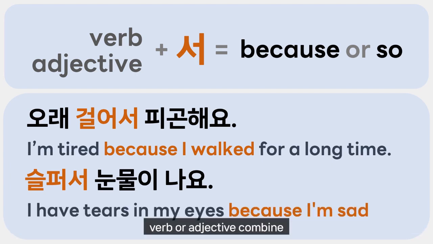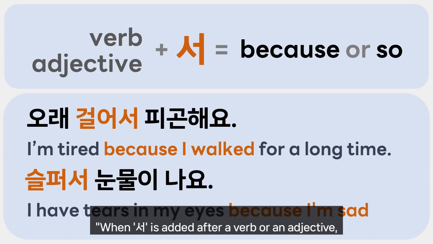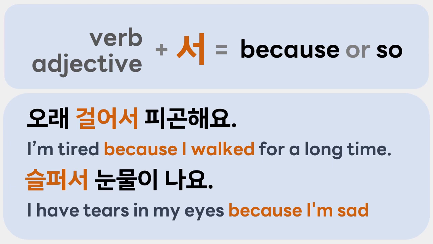Verb or adjective combine 서. When this character is added after a verb or an adjective, it can be translated into because or so in English. 오래 걸어서 피곤해요. 슬퍼서 눈물이 나요.